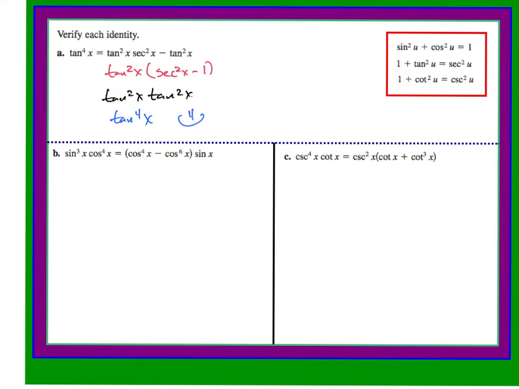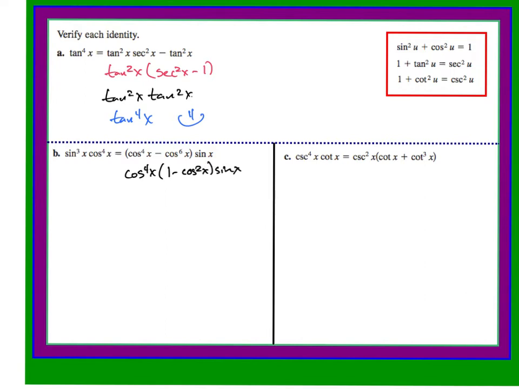I have secant cubed times cosine to the fourth is equal to the quantity cosine to the fourth minus cosine to the sixth times sine x. So again, very similar to the first problem. What could we do? Okay, what do we do to the right side? Take out a cosine to the fourth. Let's factor out a cosine to the fourth. All right, and then what are we left with? 1 minus cosine squared. And then times sine x.